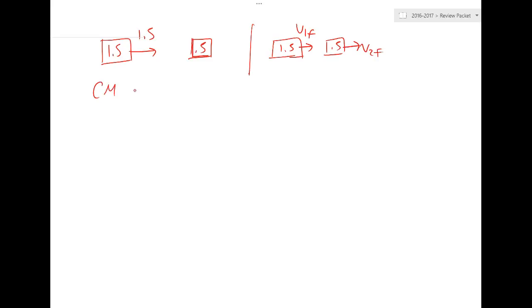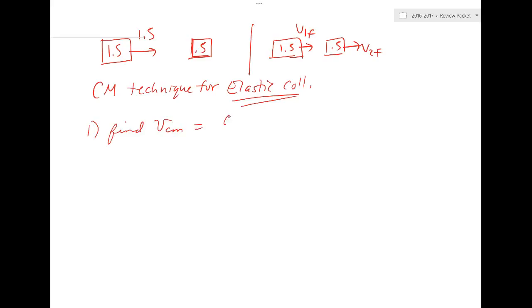So this is called the center of mass technique, and this only works for elastic collisions. Basically, the first step is to find the velocity of the center of mass of the system. So that's 1.5 times 0.5 plus 0.5 times 0, all divided by 2, and that's going to be 1.1.